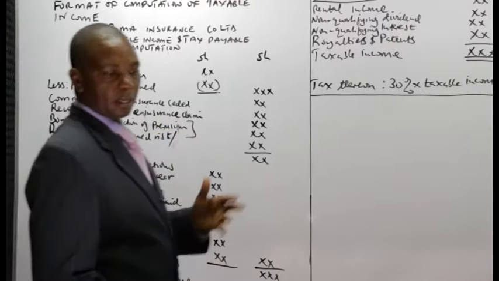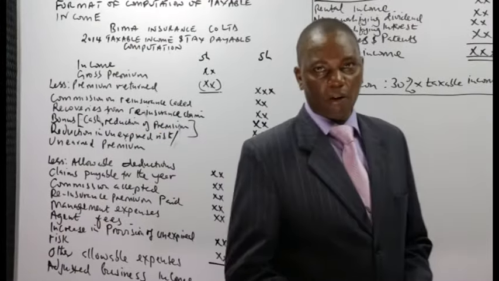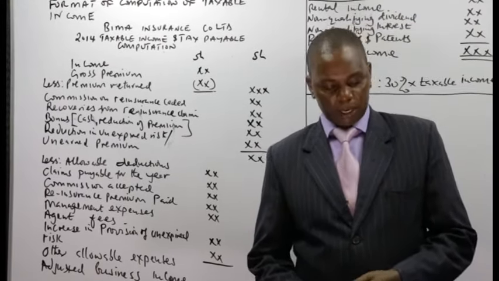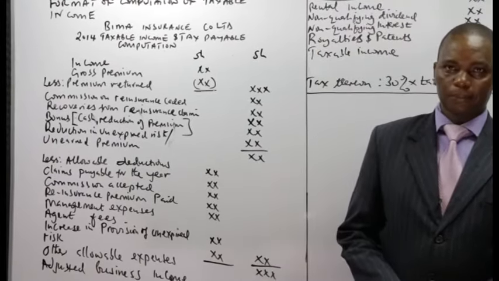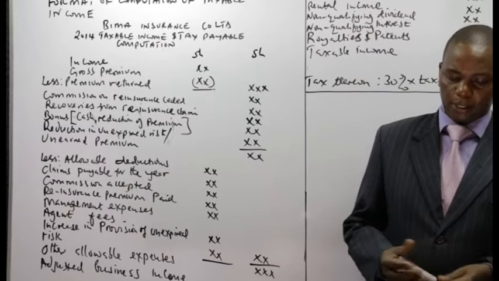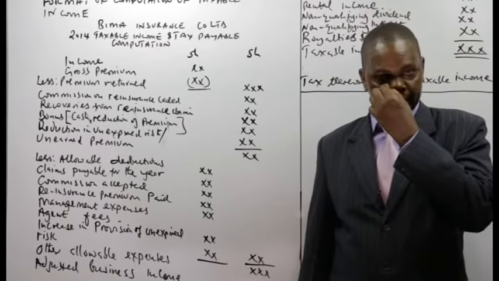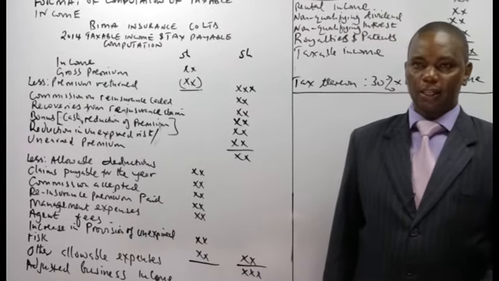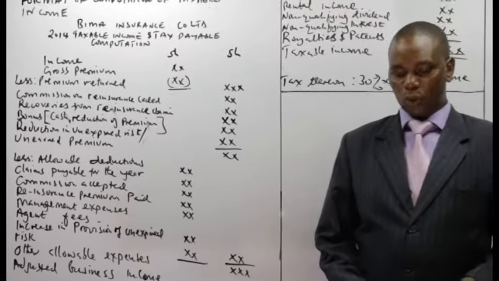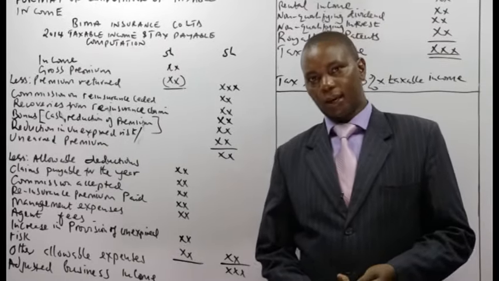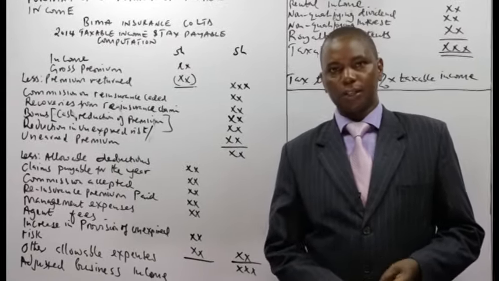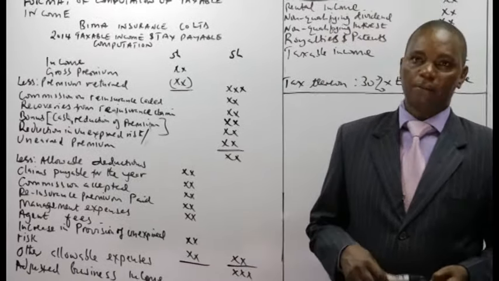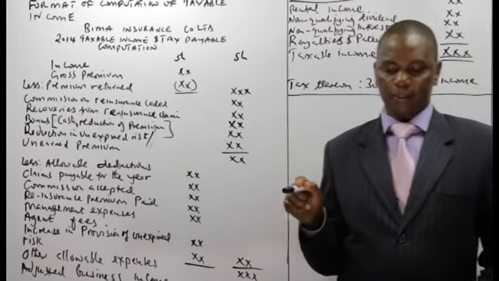Now, we have used some terminologies in our explanation of the incomes and the allowable deductions. Now, we will explain the meaning of some of those terminologies. The first terminology will be commission on insurance ceded or accepted. So we start with the commission on insurance ceded. Commission ceded is received from other insurance and reinsurance companies for acting as their agents.